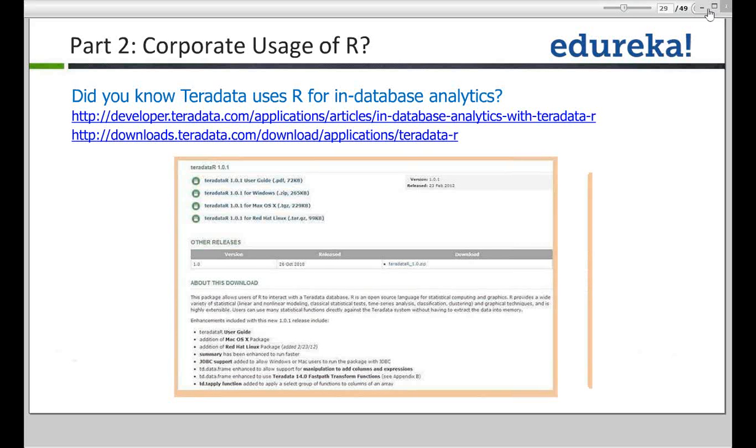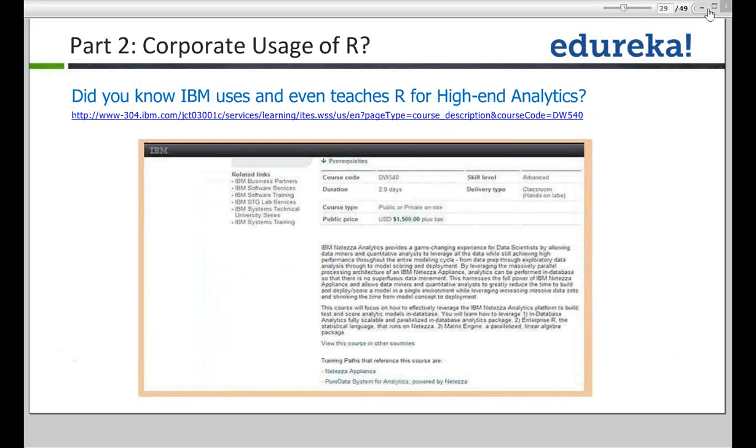Since you're going to be experts in R, we need to know the places where R is being used. IBM uses and teaches R for high-end analytics, and so do a lot of other companies. Today R is one of the primary skills you are asked about when you say you are a data scientist. That is the first question you can probably expect to hear.